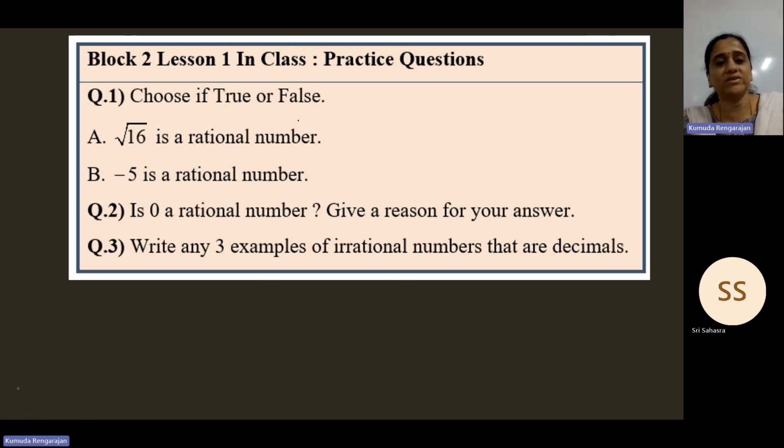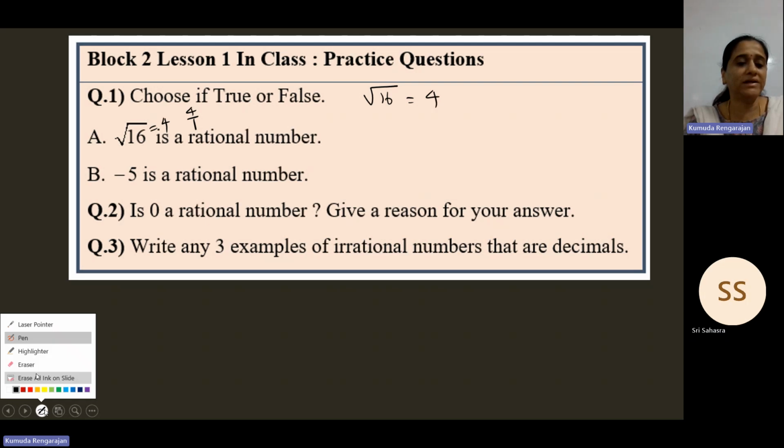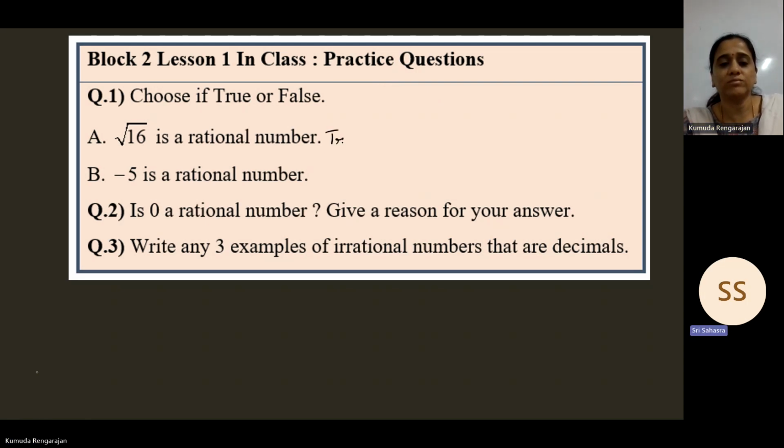Sahasra, tell me the answer for the first one. Square root of 16 is a rational number. False. False, ma'am. No, square root of 16 is 4, no? Oh. And what is 4? 4 is 4 by 1. Integer by integer, rational number. True. Yes. Next one, Sahasra, minus 5. Yes, ma'am. True. Yeah. Next one.